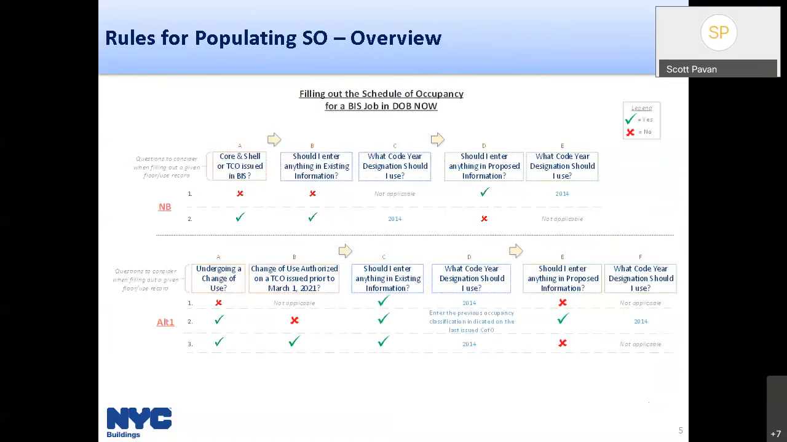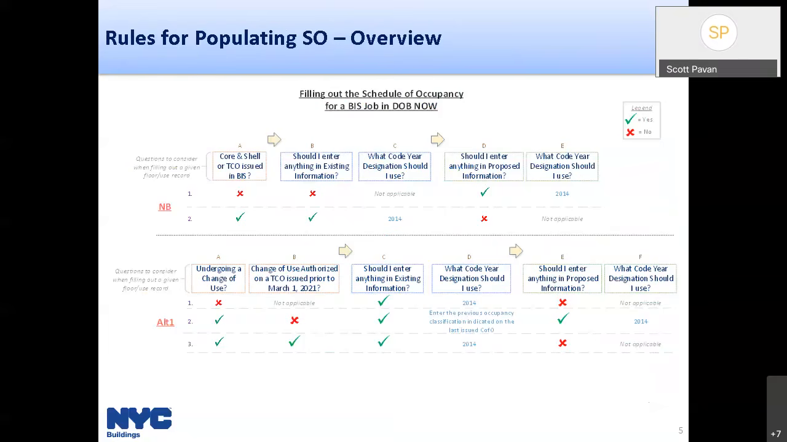So the top of the slide talks about the rules for populating, again, that schedule of occupancy for an NB. And the bottom of the slide talks about the rules if it's an Alt1. And again, remember, these rules apply at each one of those rows that you're entering. So this is kind of a yes-no game, right? And so you follow A, B, C, D, and E along the top. You see all those questions.